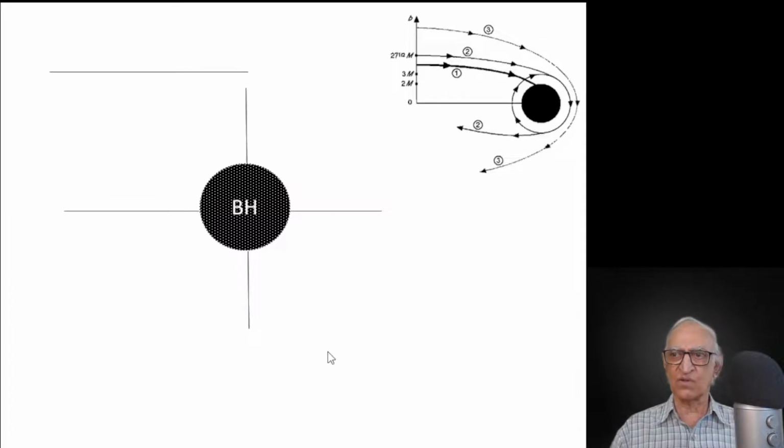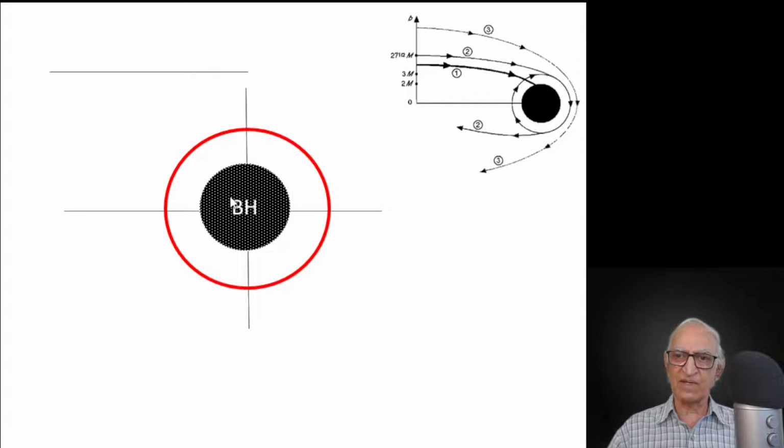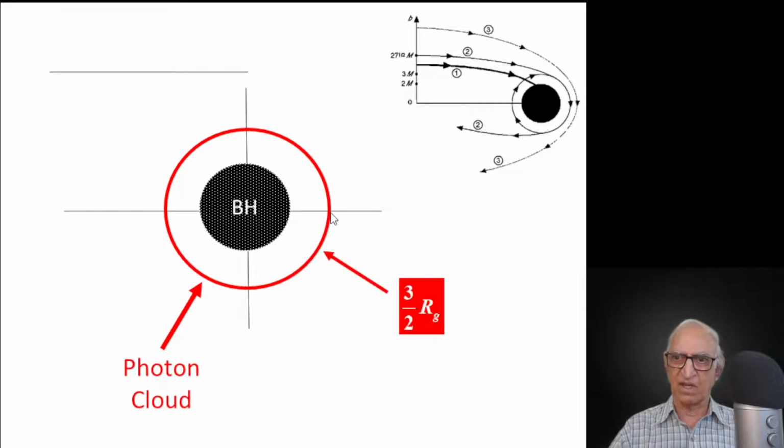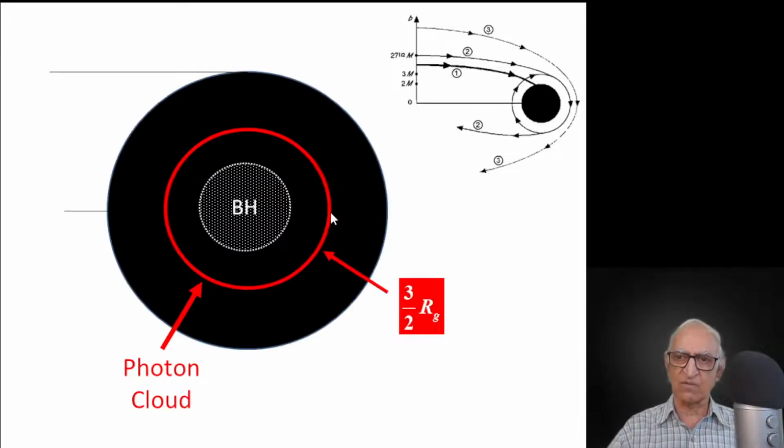Now let's look at what we expect to see. So let's keep this figure over there to remind ourselves of the various orbits of photons. We're still talking about a Schwarzschild black hole. So there is the black hole, and that is its size. That is the event horizon. 1.5 times larger than the event horizon radius is the photon cloud. So this is the last stable circular orbit of photons around the black hole. And then there is the shadow.